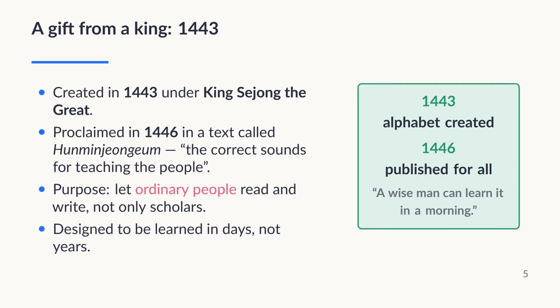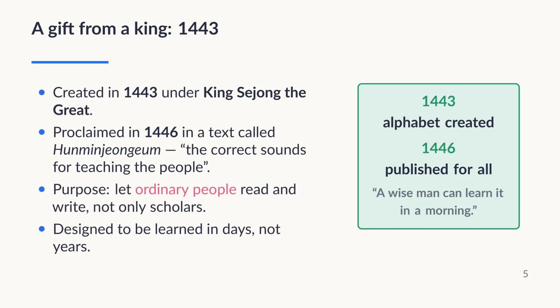Here is the story, and it is a wonderful one. In the year 1443, the Korean King Sejong the Great created this alphabet. Before that, Koreans wrote their language using borrowed Chinese characters, which took years of study to master, so reading and writing were locked away for a small class of educated men. King Sejong thought this was unfair. He wanted ordinary farmers and merchants and women, everyone, to be able to read and write their own language. So he led the design of a brand new alphabet, and in 1446 he published it in a document with a beautiful name, Hunminjeongeum, which means the correct sounds for the instruction of the people.